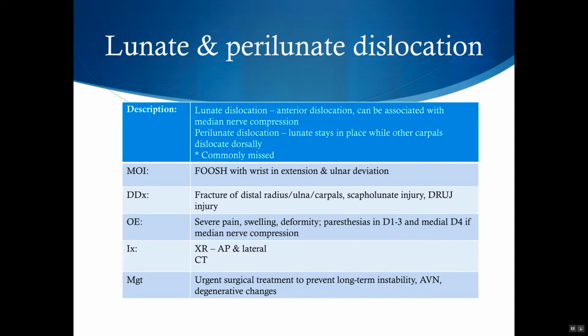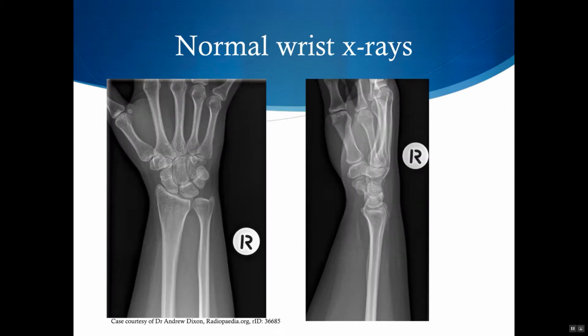The carpal tunnel can be compressed, so it's especially important to check neurovascular status and function of the median nerve. Athletes will have severe pain, swelling, and deformity of the wrist. If the median nerve is compressed, then they may have paresthesias in the first 3 fingers and the medial aspect of the 4th finger. The diagnosis of lunate and perilunate dislocation is made on X-ray. You might need a CT to look for occult fractures or for surgical planning.